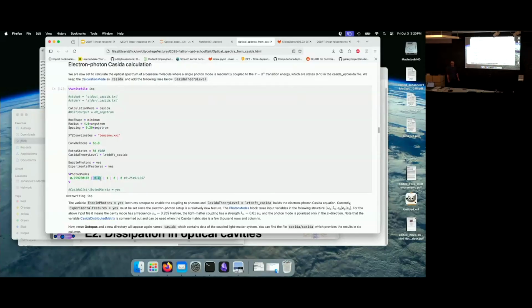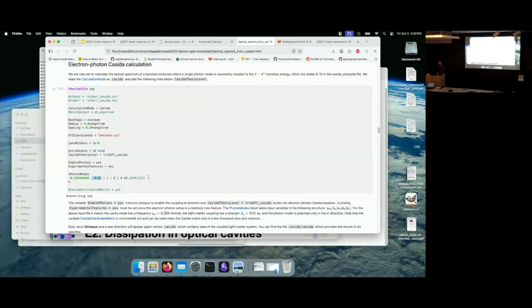Mark was already talking about that. That's the light-matter coupling strength. That's the second part. Okay, it's 0.01, that's not too strong. That's in atomic units. And then we have to put the polarization direction. So here we use 1, 0, 0. So the cavity is polarized in X direction.